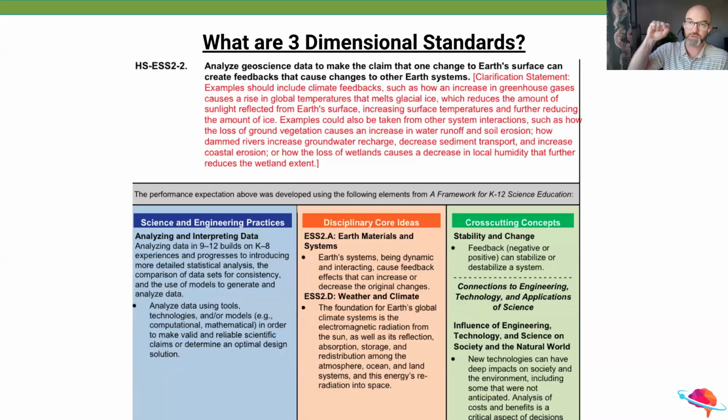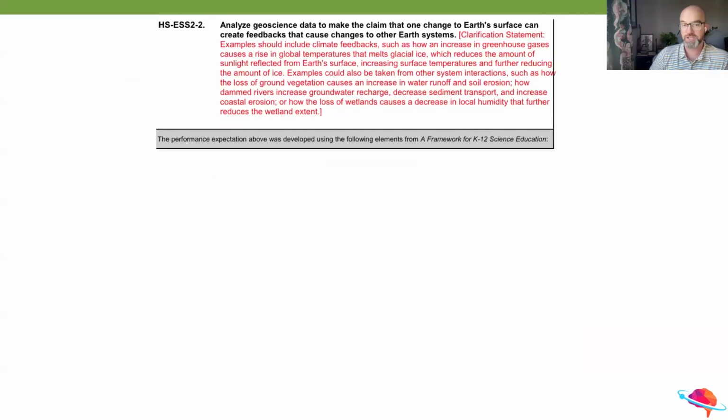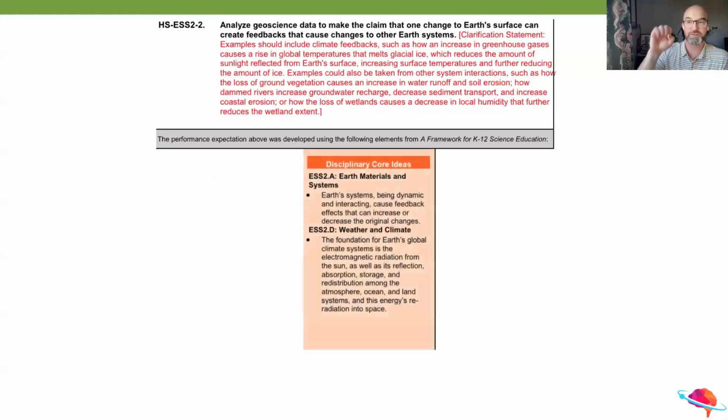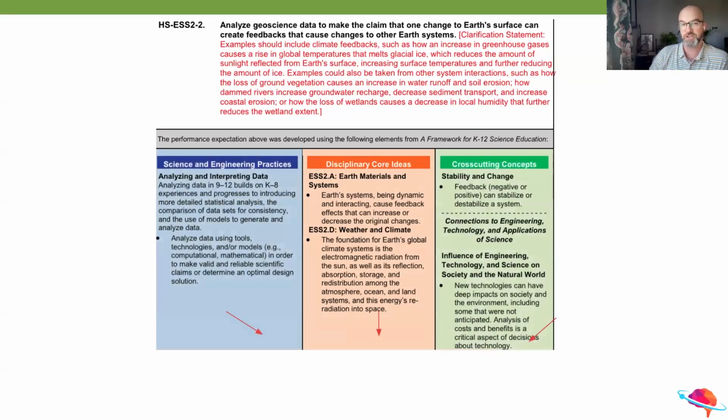Cool. So all of those three things are baked into this thing at the top, which is the performance expectation. So this says, if students analyze geoscience data to make the claim that one change to Earth's surface can create feedbacks that cause changes to other Earth's systems. And so that is the PE that we're looking at here. And that incorporates that analyzing data, that Earth's materials, and that stability and change. Cool. So HS-ESS2-2, again, involves that DCI of Earth's materials and weather and climate. It involves that SEP of analyzing and interpreting data. And then finally, that stability and change cross-cutting concept.